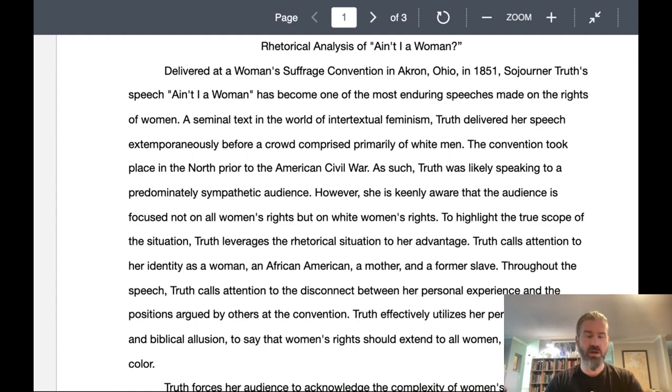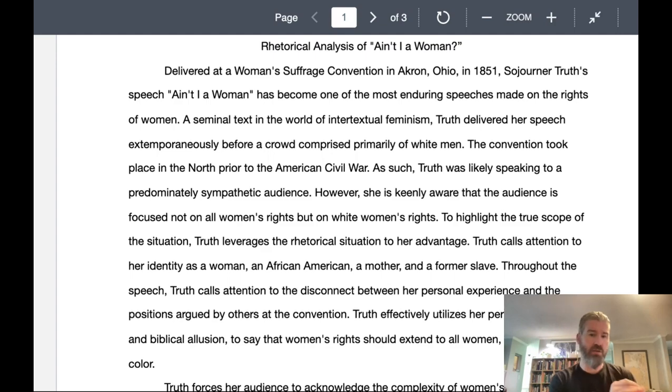So again, if we think SOAP, right? Speaker, occasion, audience, purpose. We know a little bit about her as a speaker, right? A woman, African American, mother, former slave. We know the occasion, Women's Rights Convention, 1851, pre-Civil War. We know audience, primarily white men and sympathetic. And we know her purpose.